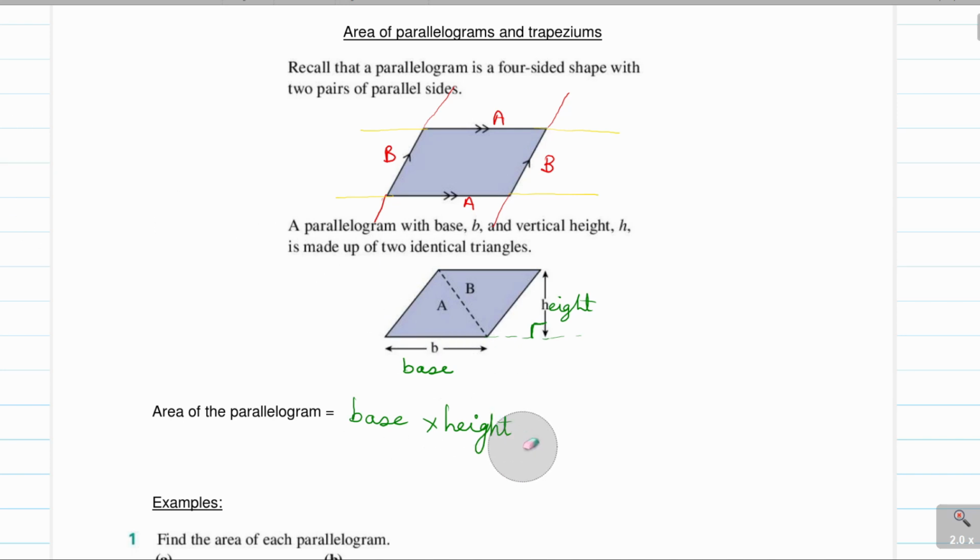Now, one more addition to that. It's going to be the perpendicular height. Not any old height that we find in that shape, right? It must be perpendicular to the base. Okay? So B by H is my area of my parallelogram.